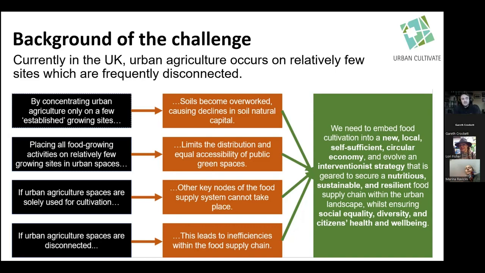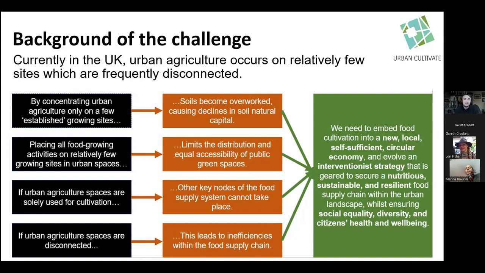And if we only use these spaces for urban agriculture, in other words, cultivating food, fruit and vegetables, then other key nodes of that wider food supply chain cannot take place very easily. What I'm talking about there are basic functions like composting, food waste collection, perhaps germinating seedlings, and even food exchange, knowledge exchange.